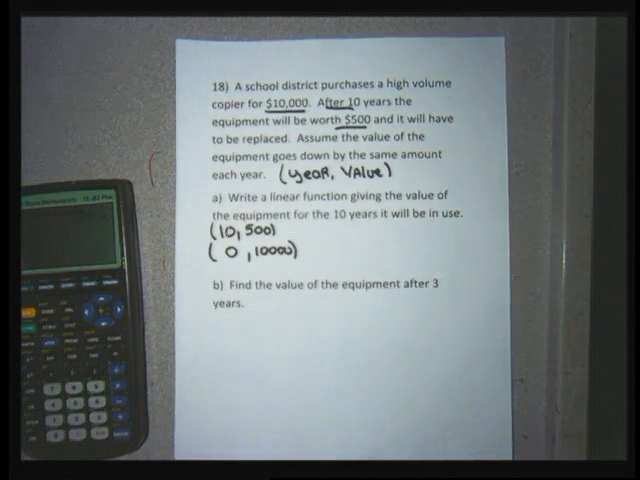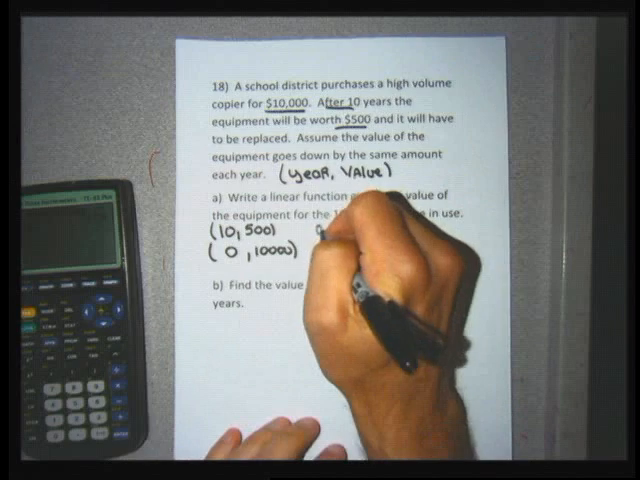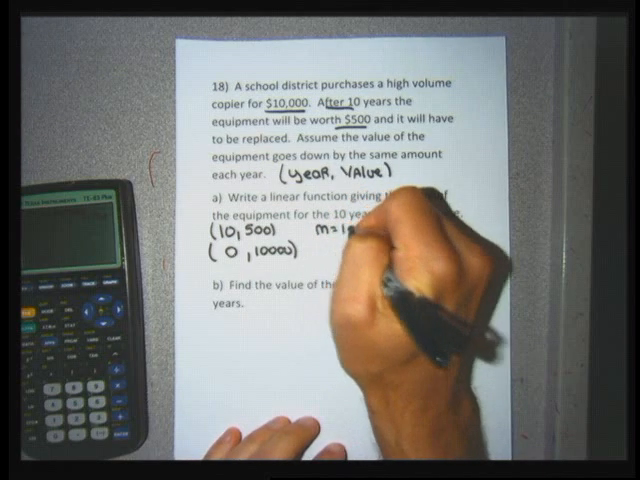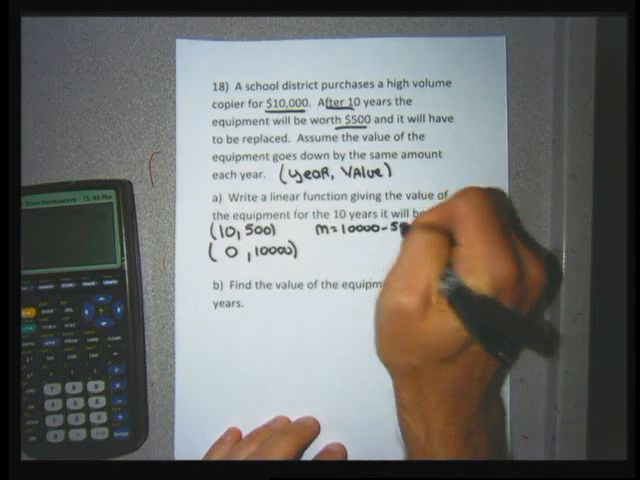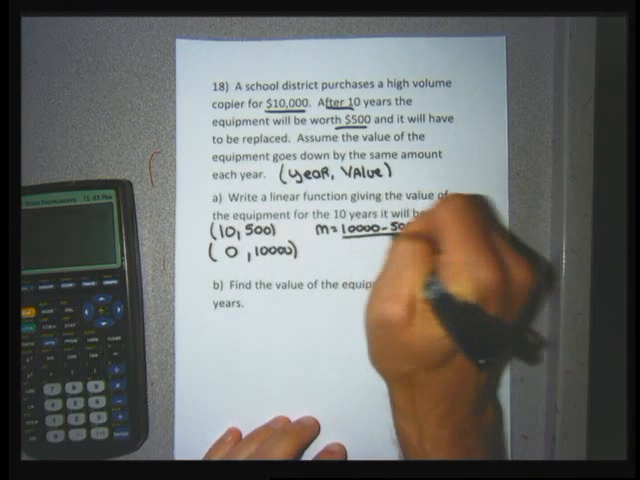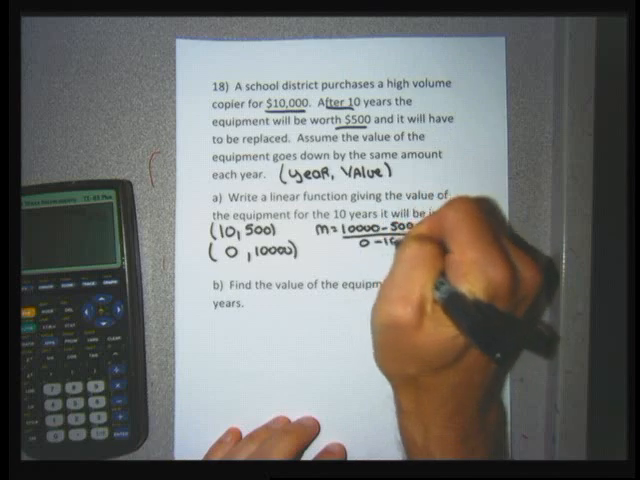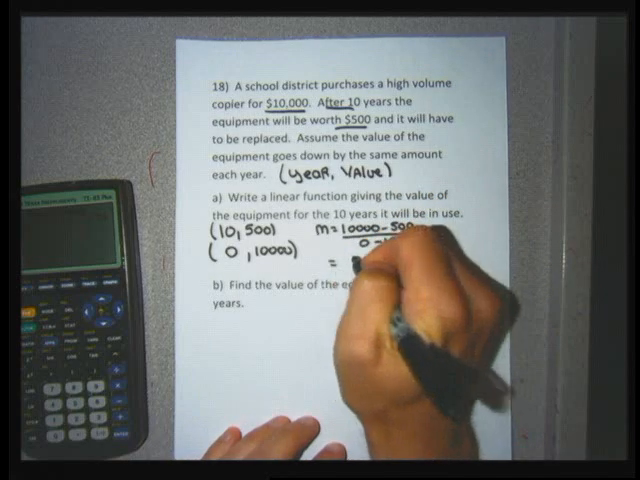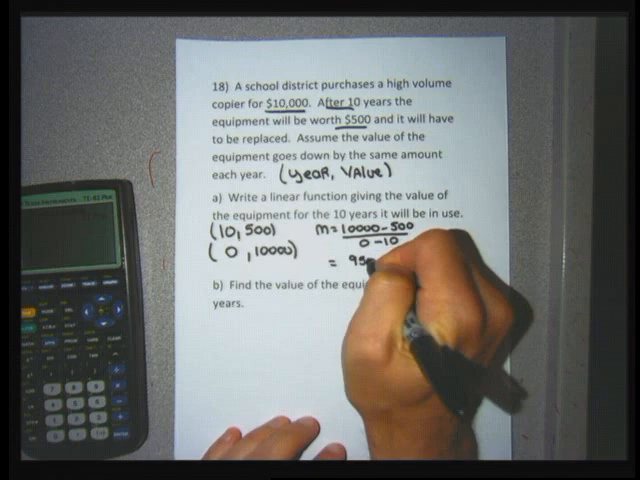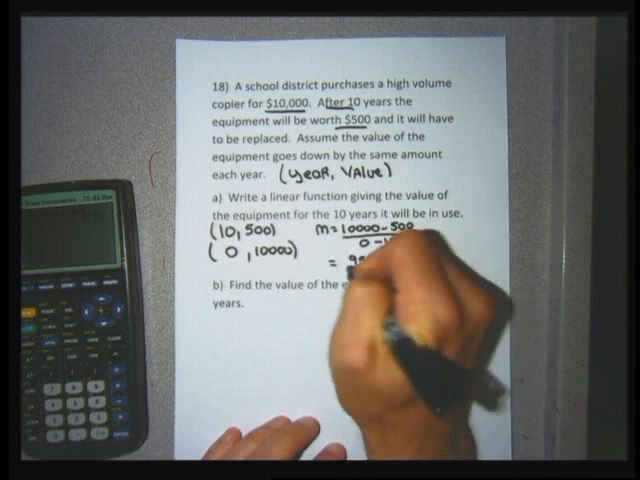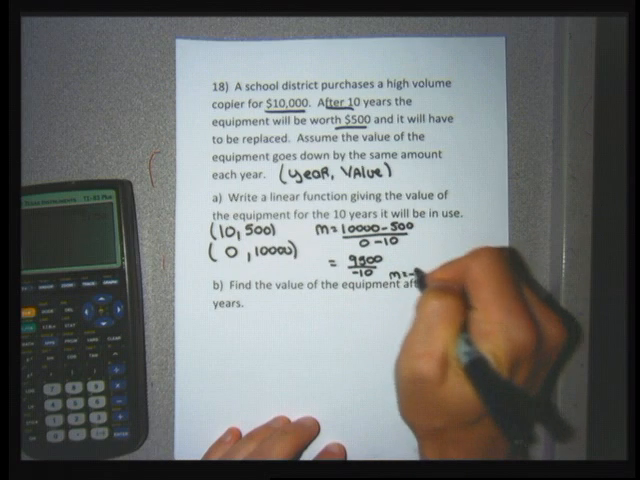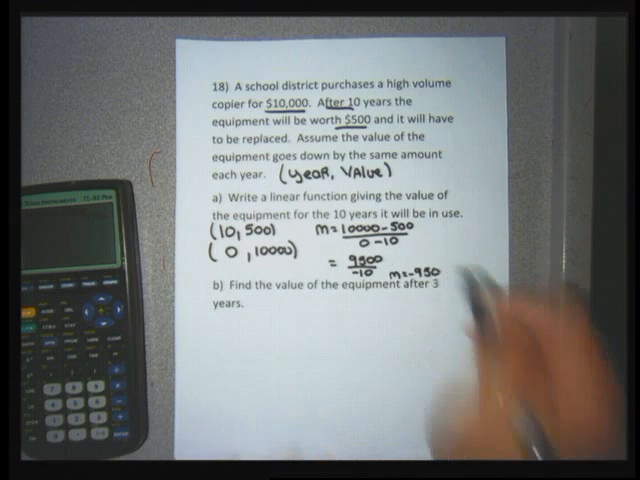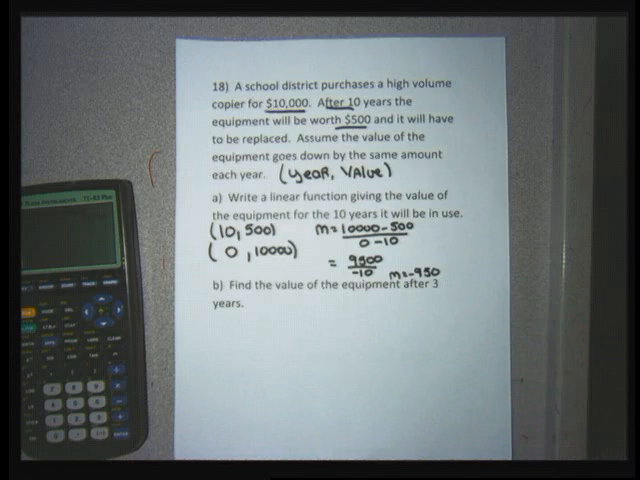So now I'm going to find my M and my B. First I'm going to find M by going y2 minus y1, which is 10,000 minus 500, over x2, which is 0, minus x1, which is 10. This is going to give me 9,500 over negative 10, and that's going to give me negative 950. I didn't need to use a calculator to do that because I just did it when I did the poor video. Now I'm going to find B.